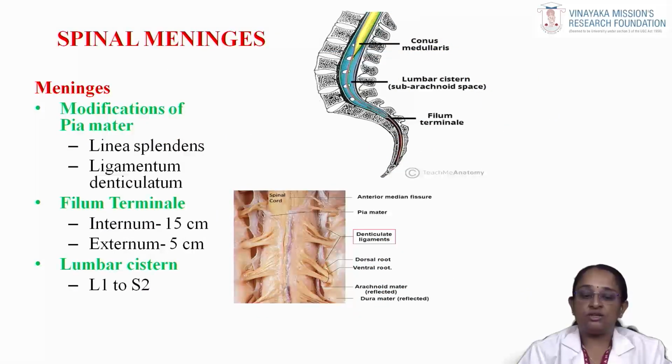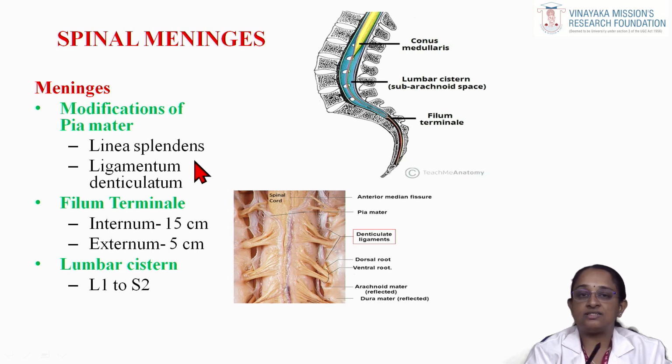Spinal meninges have some modifications. All the structures we are studying in detail have some elongations or modifications, with the same meaning. So the modification or elongation of pia mater gives some accessory structures in the spinal cord. These are called linea splendens, ligamentum denticulatum, and cerebral cistern.